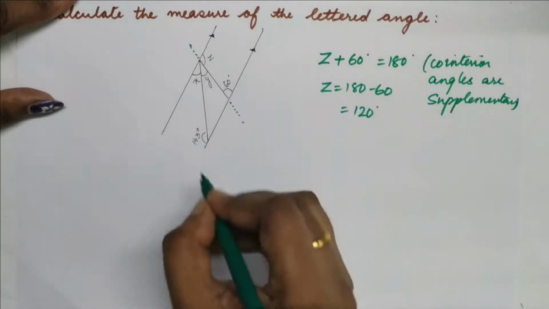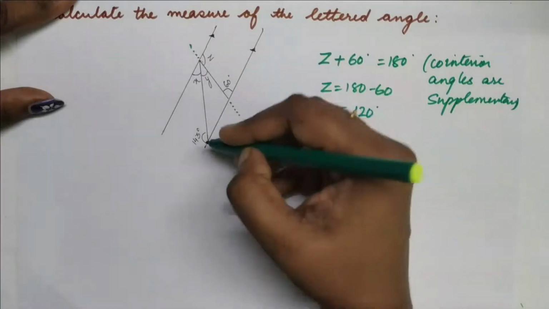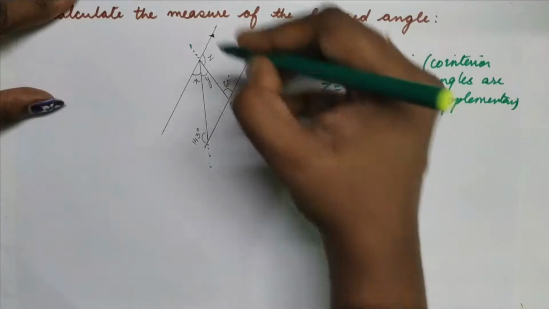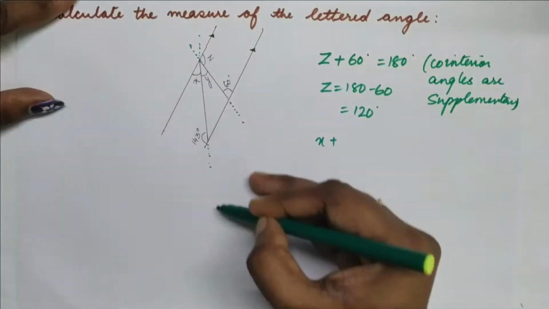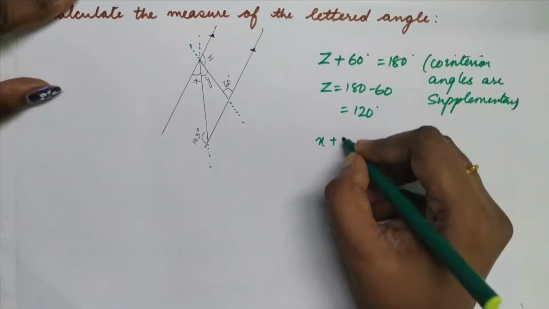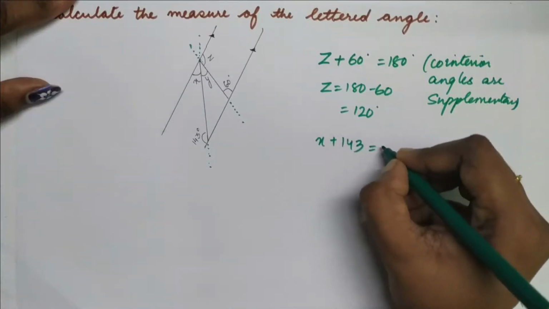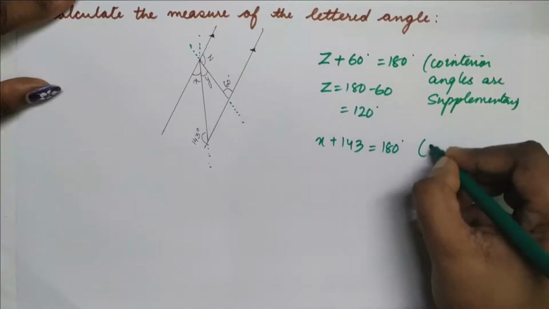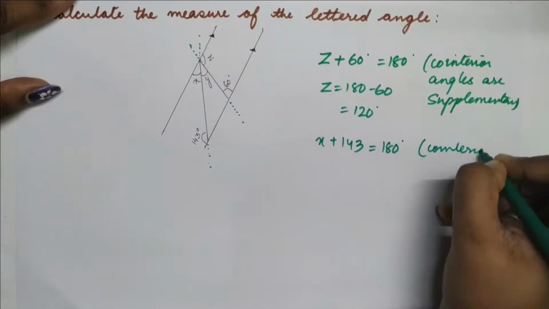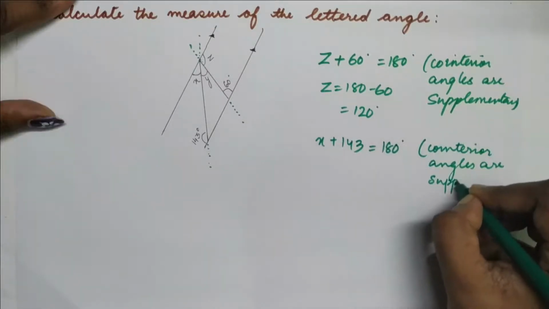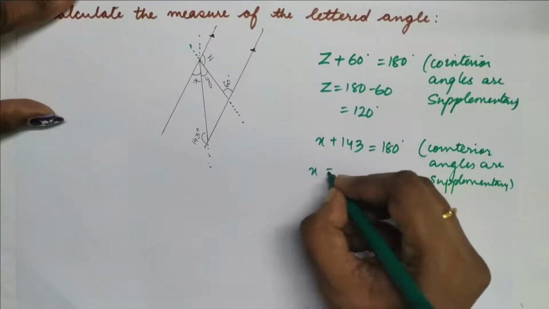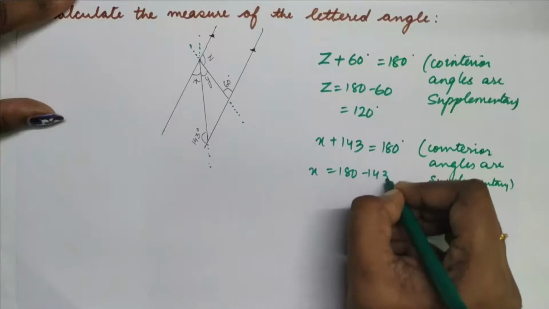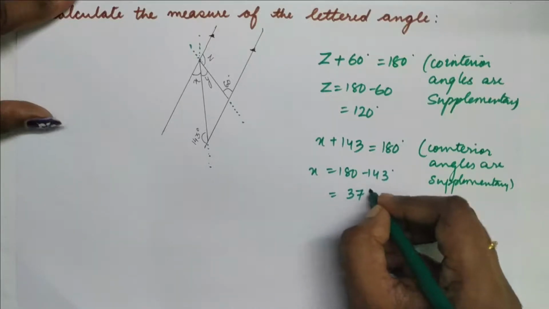Now same for x. X plus 143, if I extend these two lines, just assuming that I have this one line here cutting through this, acting as a transversal, then x plus 143 equals 180. The reason being same, co-interior angles are supplementary. You have to just put in the properties and solve them. So x will become 180 minus 143, that is 37 degrees.